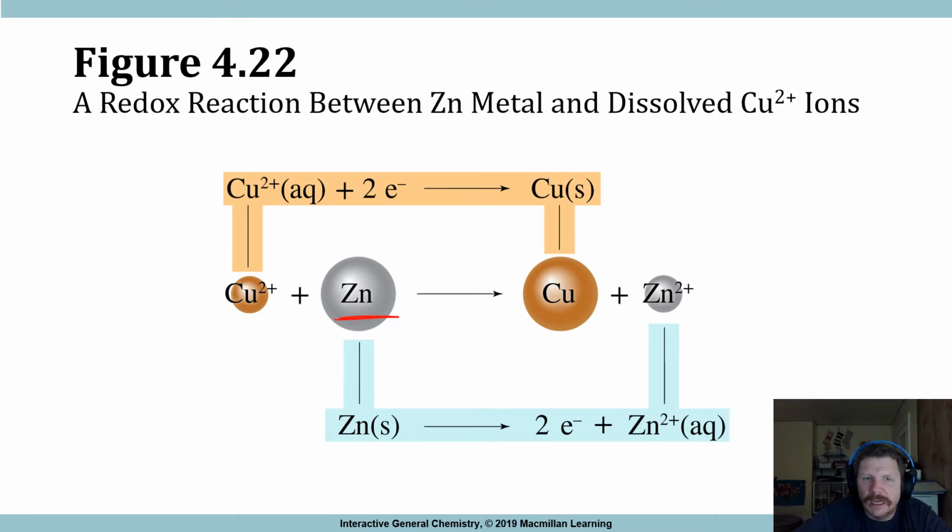You put this zinc in the presence of these copper ions, and lo and behold, zinc is going to give up the electrons so that solid copper can precipitate out of here, and then the zinc exists as a soluble cation in that solution.